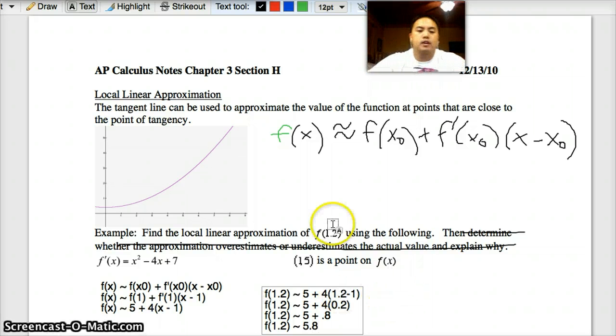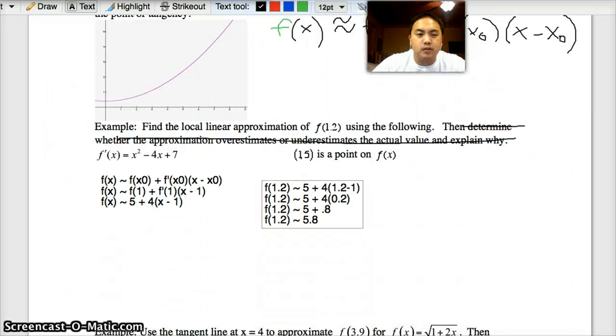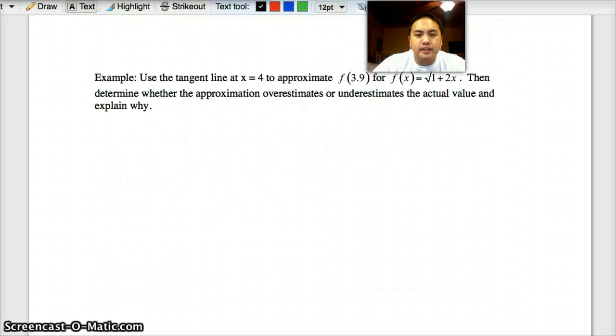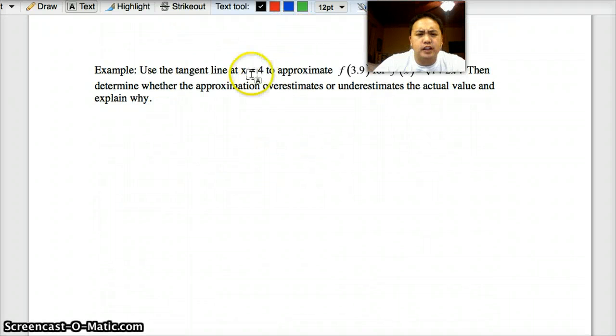Yep. That's how you do a linear approximation. So if you're a little bit rusty, most of the problems will look like that. Here's another example. Use a tangent line at x equals 4 to approximate f(3.9). So my goal is to get f of 3.9.